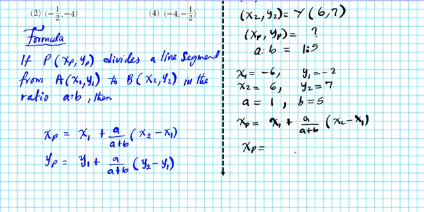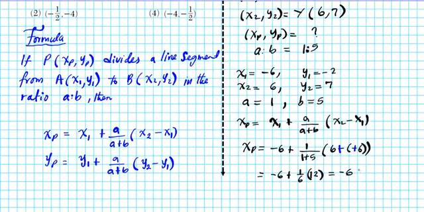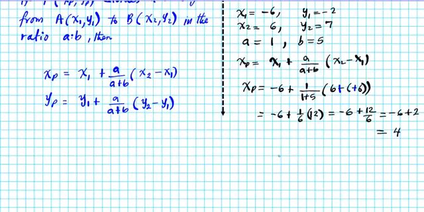Okay, so let's substitute. X of P is equal to x of 1, -6, plus A over A plus B, 1 over 1 plus 5, times x sub 2, 6, minus x sub 1, minus 6. Now we're going to use the order of operations to simplify this expression. We have negative 6 plus 1 over 6 times, minus a negative is plus, 6 plus 6 gives you 12. Now you can plug this in your calculator or work it out by hand. We're going to do this by hand. We have negative 6 plus 12 over 6, which is negative 6 plus 2. Negative 6 plus 2 is negative 4. So that is the x-coordinate of the point that divides the segment in the ratio 1 to 5. Now we need to find the y-coordinate.